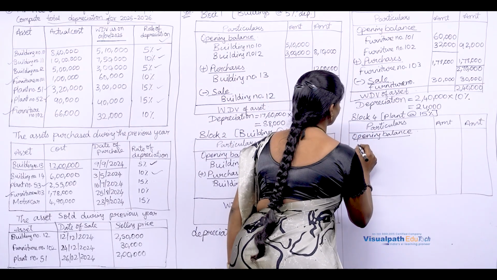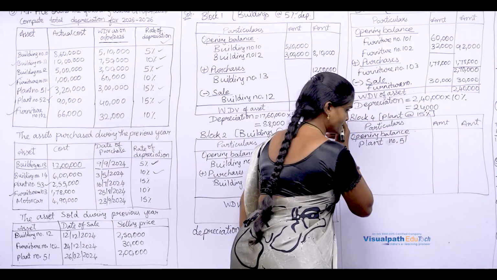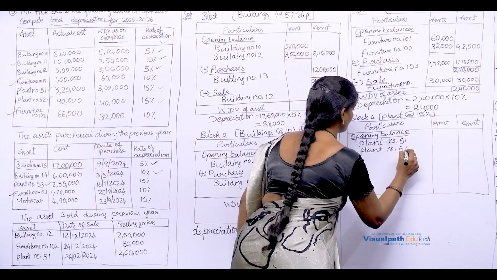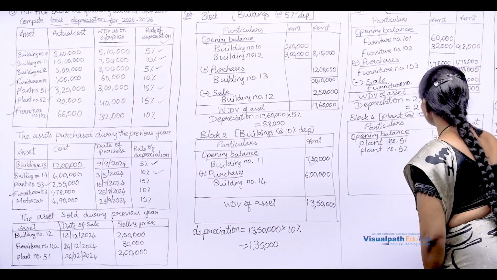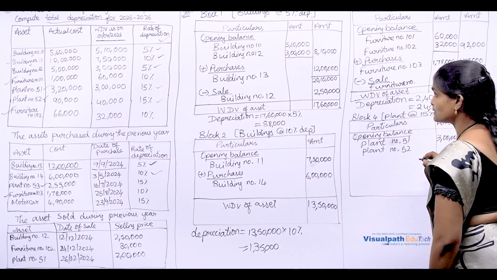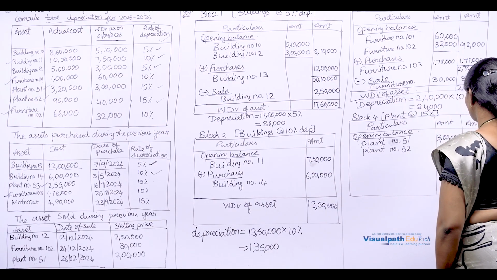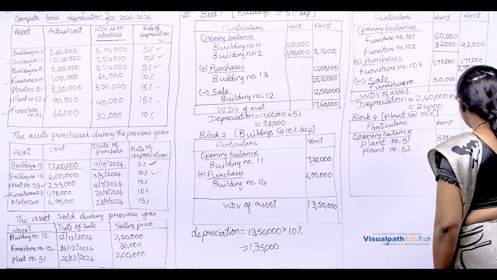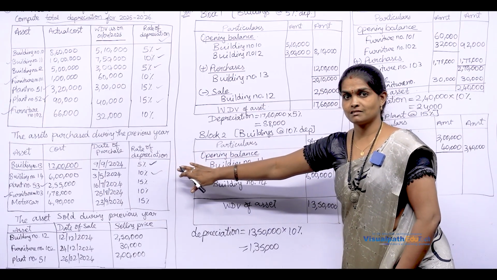Now plant number 51, next plant number 52. What is the written down value here? Plant number 51 is 3 lakhs. Then plant number 52 is 40,000. How much will you get if you add these two? You will get 3,40,000. To this, add any asset if it is purchased under this block.